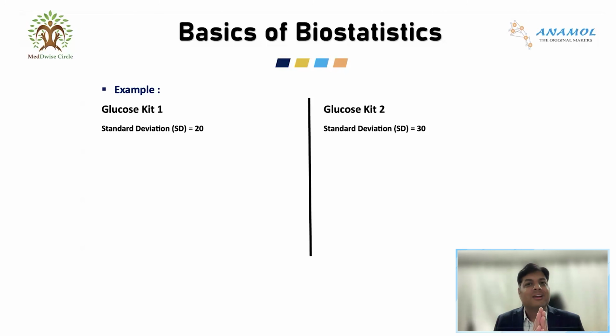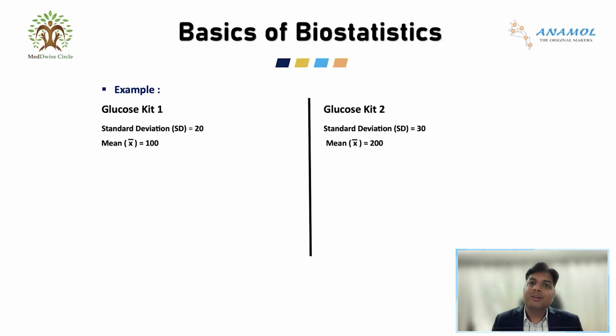But wait, you are smart. You will not come to any conclusion by this information alone. Now, because you are smart, you will not only check the standard deviation of the kit, but you will also check the mean of the kit. Suppose the mean of the first kit is 100 and the mean of the second kit is 200. Now, can you think and tell me which kit is better? Is kit A better or kit B better?